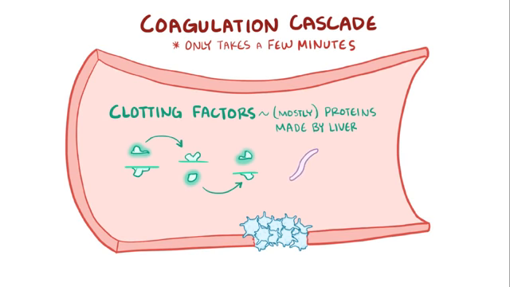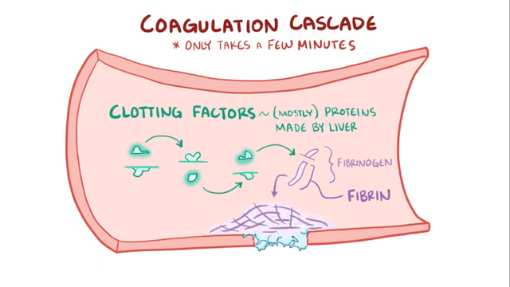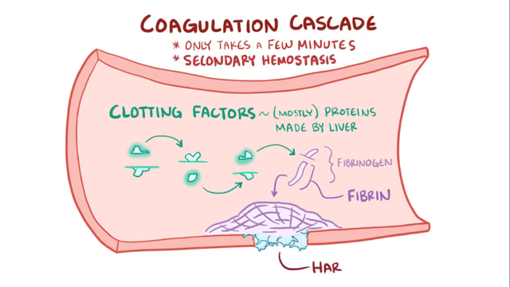The final step is activation of the protein fibrinogen to fibrin, which deposits and polymerizes to form a mesh around the platelets. So these steps leading up to fibrin reinforcement of the platelet plug make up the process called secondary hemostasis, and results in a hard clot at the site of the injury.